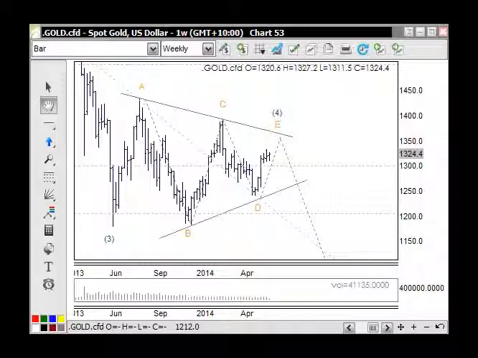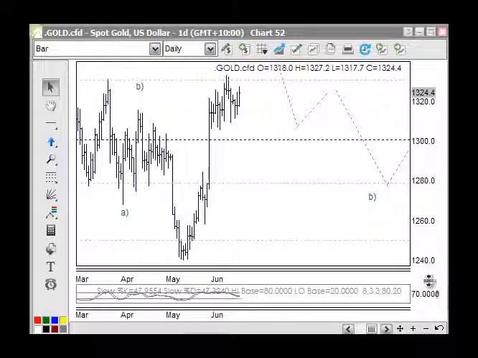Here we're looking at gold on a weekly chart, our triangle pattern. We're still in wave E here, which will be in 3 waves. We're still in the first leg. Let's go in and have a look at where we are.